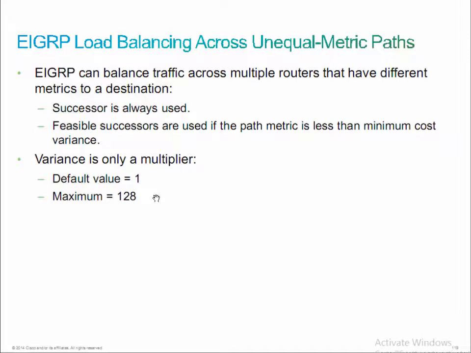The default variance value is 1, which means that we're multiplying the best metric times 1, so only paths that have that exact metric would be considered equal. The maximum is 128. I don't know that you would ever set your variance that high because that would pretty much include just about every route. But the reality is that we want to make sure that all of our paths are used.